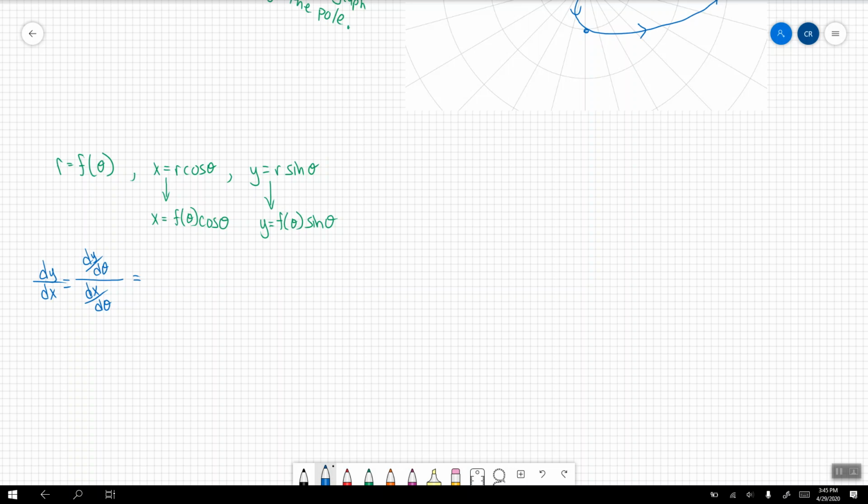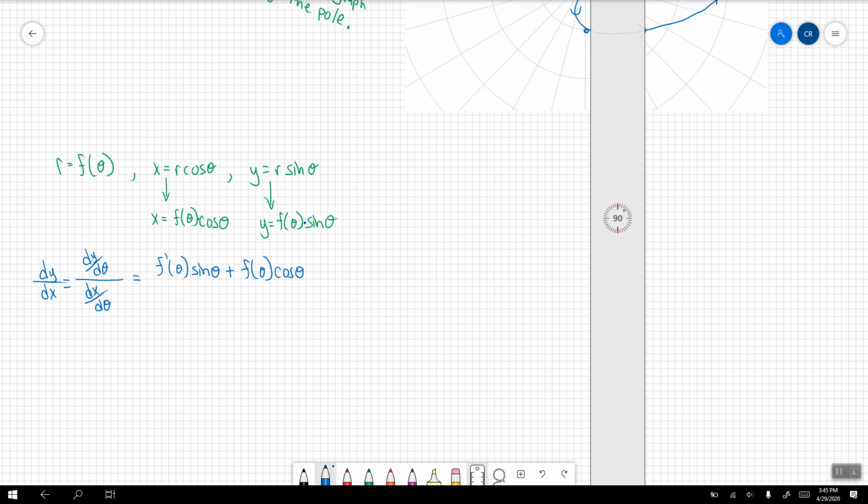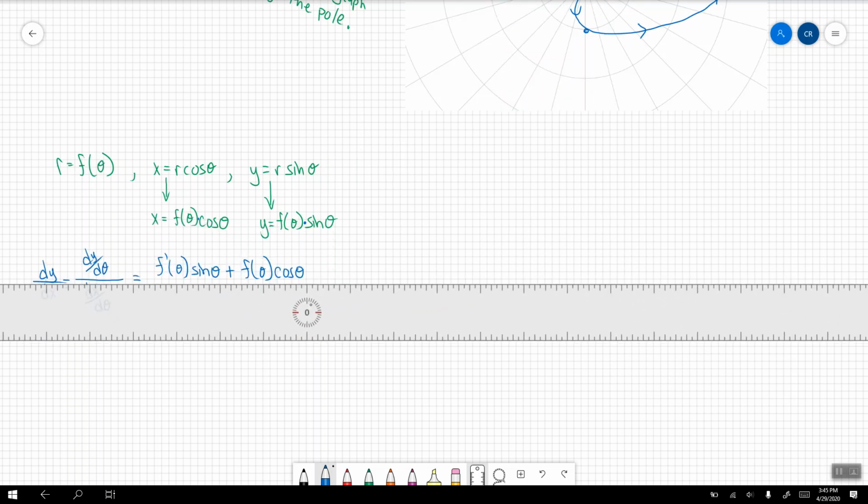But in order to differentiate y, we need the product rule because we have a multiplication of two functions with the same variable. So if we take the derivative here, we're going to have to do derivative of the first, which is just f prime of theta multiplied by the second function, sine of theta, plus the first function, f of theta, multiplied by the derivative of the second function, which is just cosine of theta. Wow, that's looking pretty good. Let's keep going.